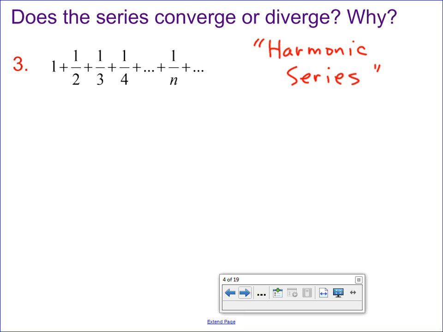And so if we let our function be f of x, f of x is positive and decreasing.